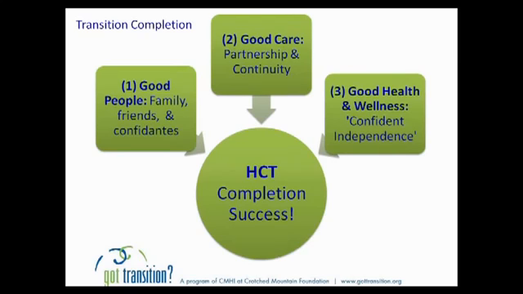So really, transition completion, which is the sixth of the 6 core elements, involves having good people, the family, friends, confidants for the patient, good care with partners, and continuity in both the medical system as well as in the community, and then good health. And we have here confident independence. And all of those things together come together and basically have a healthcare transition plan that's successful.